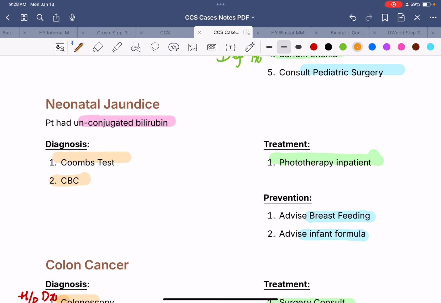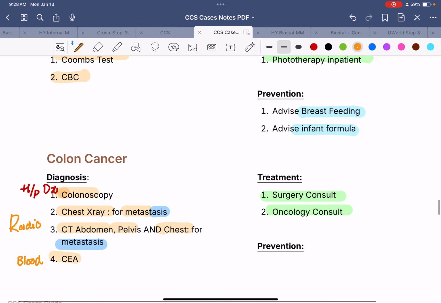You are going to admit the patient to the inpatient unit and give him phototherapy, and in the prevention, of course, you are going to advise the mom to continue to breastfeed, and if the breast milk is insufficient, advise the infant formula, so that it improves the enterohepatic circulation and helps the bilirubin to get cleared out and the jaundice to settle.